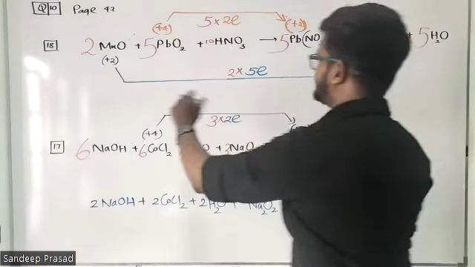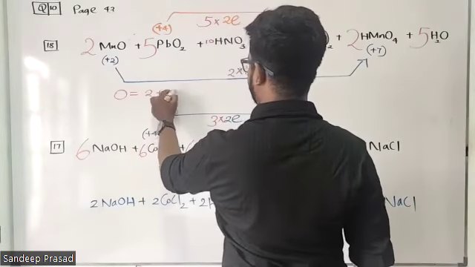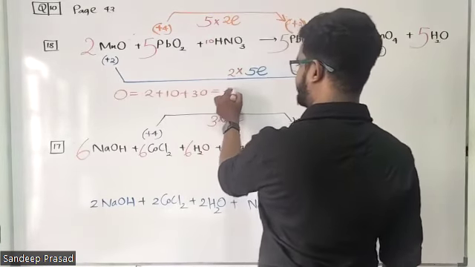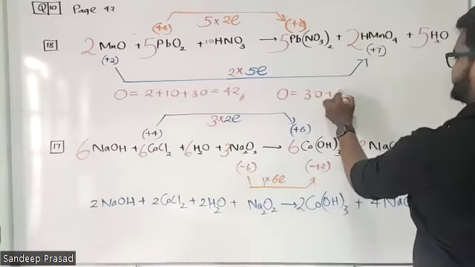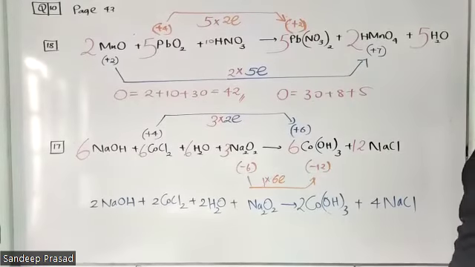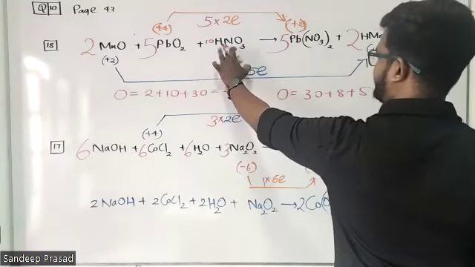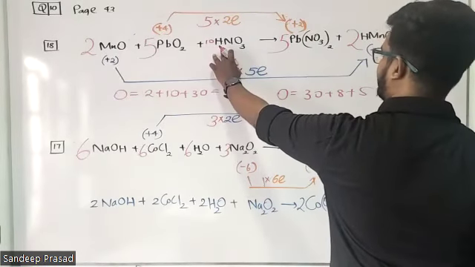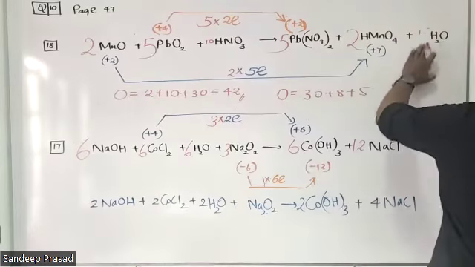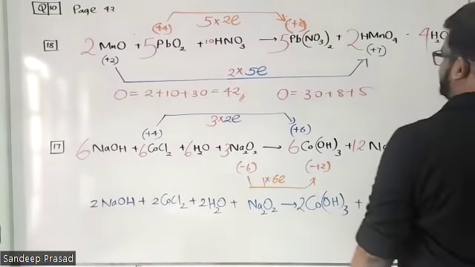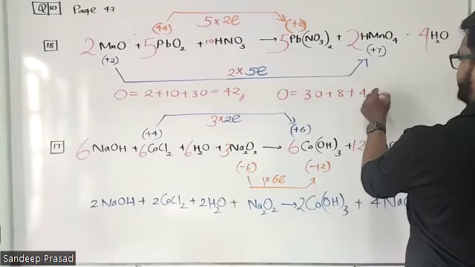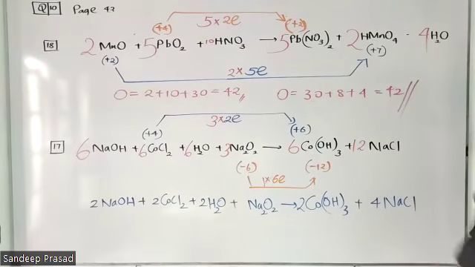In order to check whether the reaction is balanced or not, you can count oxygen: 2 plus 10 plus 30, we have 42 oxygen atoms. And here we have 6, 30, 8 plus 5. The reaction is not balanced. Why? What is the mistake? Hydrogens here we have 10. 10 means we have to put 4 here, because there are already 2 hydrogens here. So then, now okay, 12, 42. The reaction is balanced.